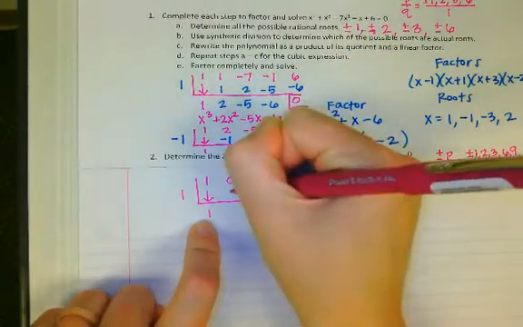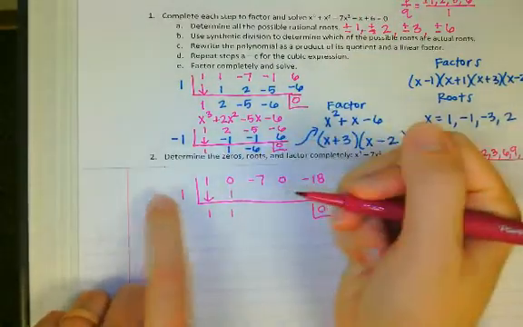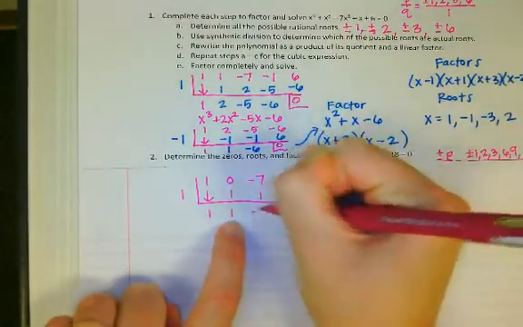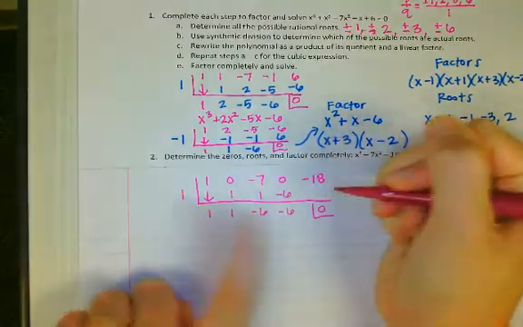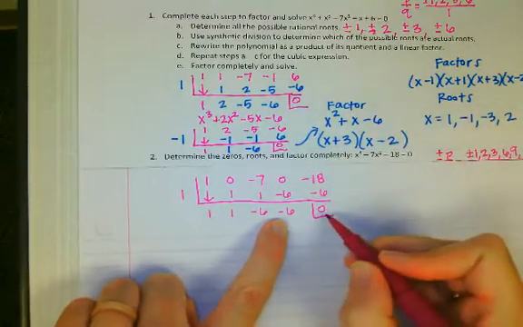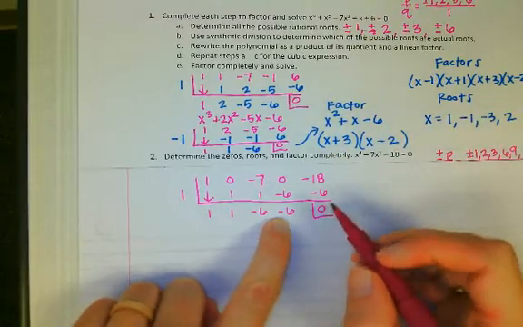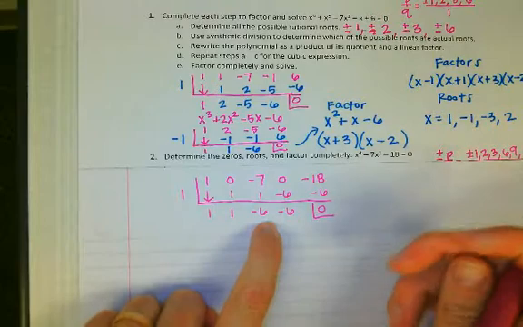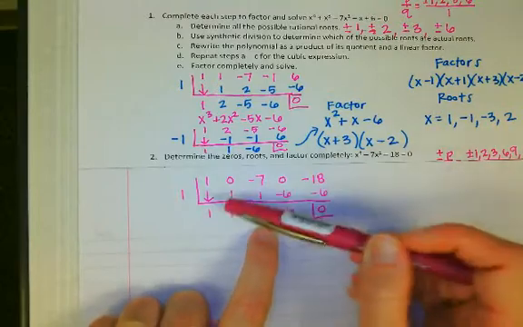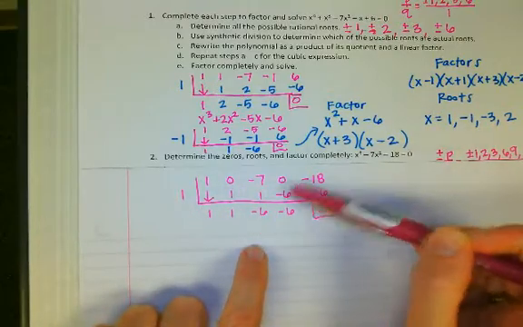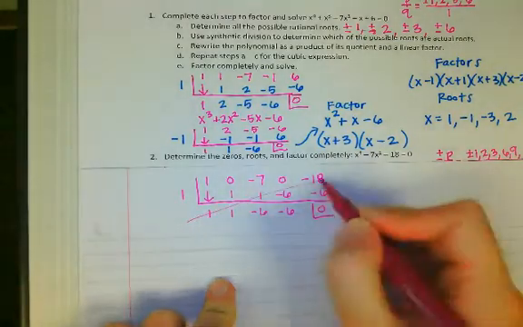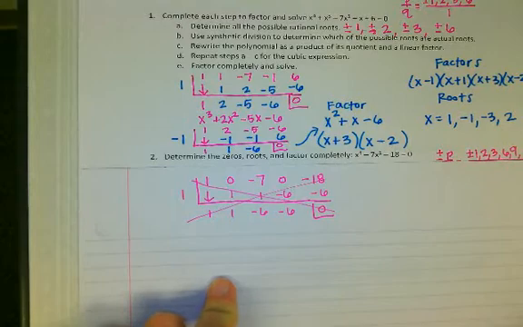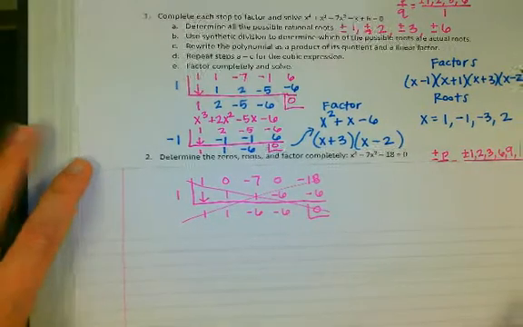1 times 1 is 1. Add straight down. 1 times 1, add straight down. 1 times negative 6. And again, this does not create 0. So I'm using pen right now so that you can see this, but typically I just really lightly in pencil do this math until I get a remainder of 0. But unfortunately, I'm using pen.